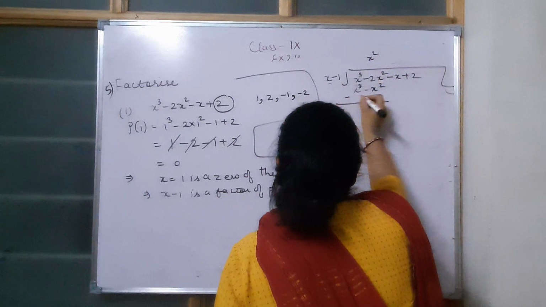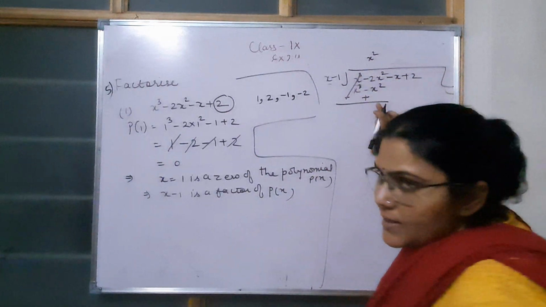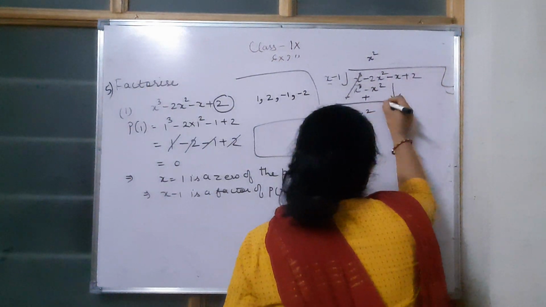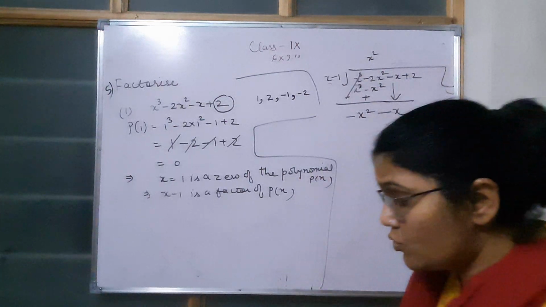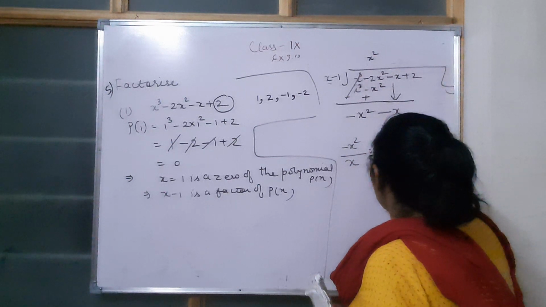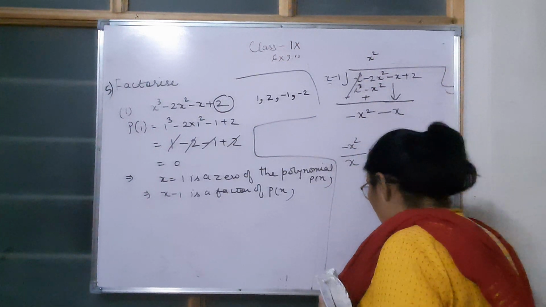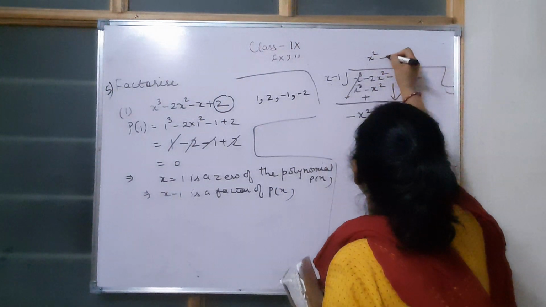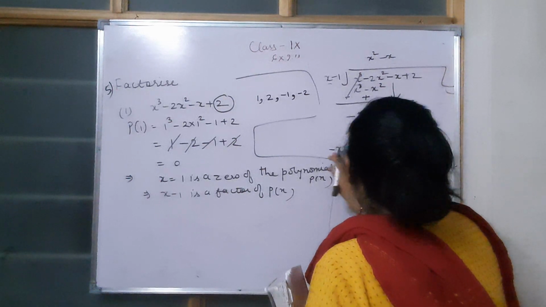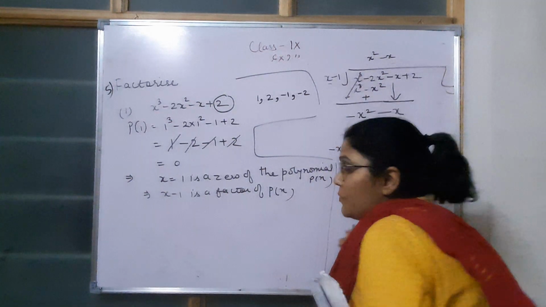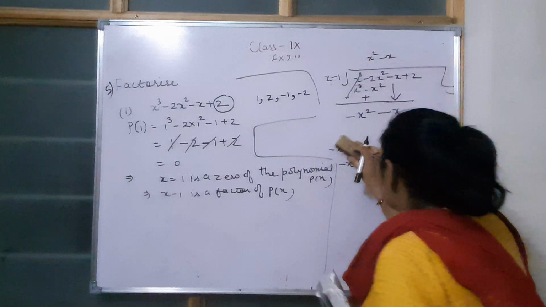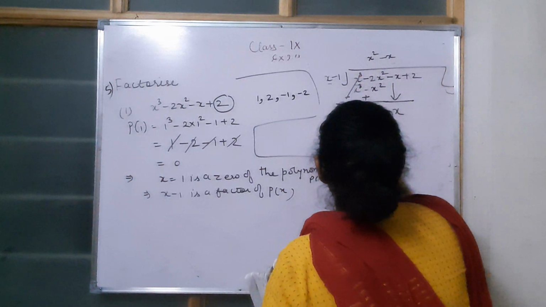Now I will change the sign, minus plus. So minus 2x squared plus x squared, plus minus minus. So this is going to be minus x squared, and our next term is minus x. Again we will divide minus x squared by x. So here we will get minus x. I will write minus x here, and then minus x will be multiplied with the whole divisor. Minus x into x is minus x squared, and minus x into minus 1 will be plus x. So minus x squared plus x.